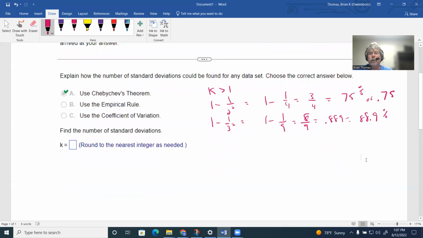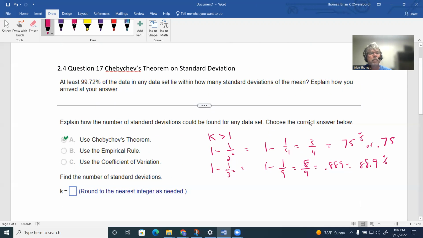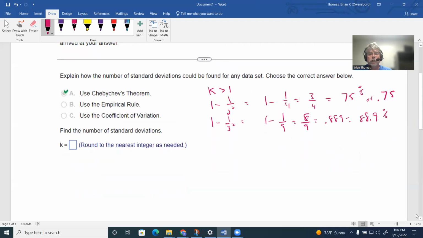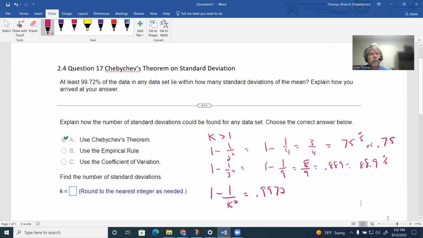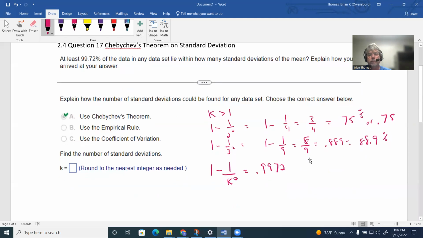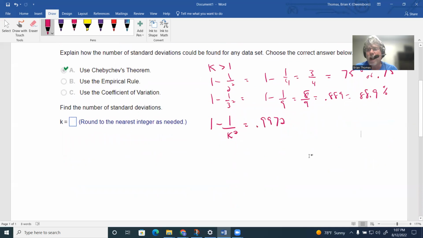But what they gave us is this percent, 99.72%. So in our formula, we don't know what K is. But what we do know is that the percentage was 99.72, or 0.9972. So I changed that to a decimal. So I can set up this equation to solve this problem. But that requires some college algebra. And this is one of the harder types of problems we did in college algebra.